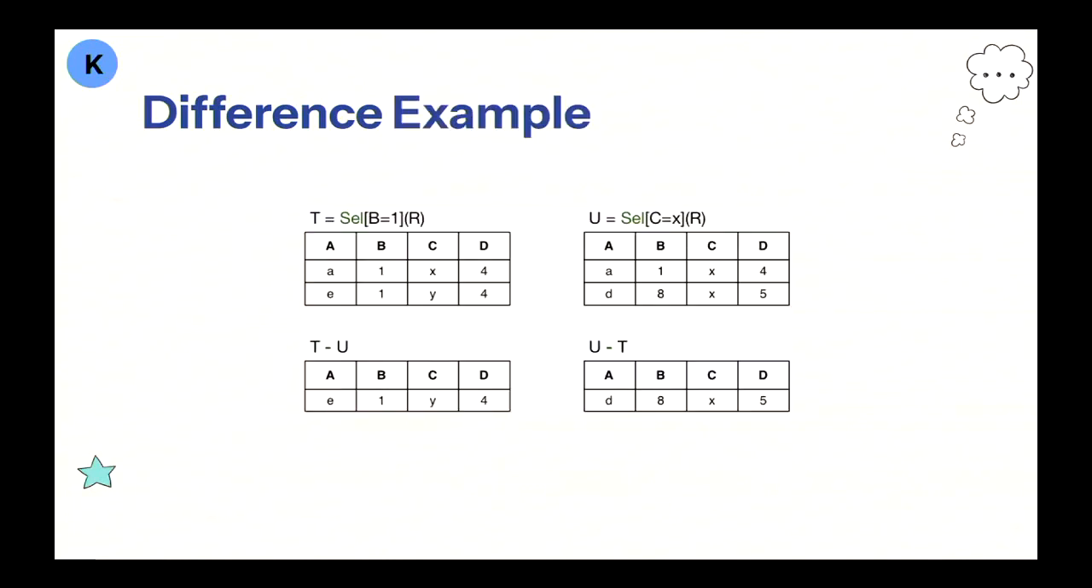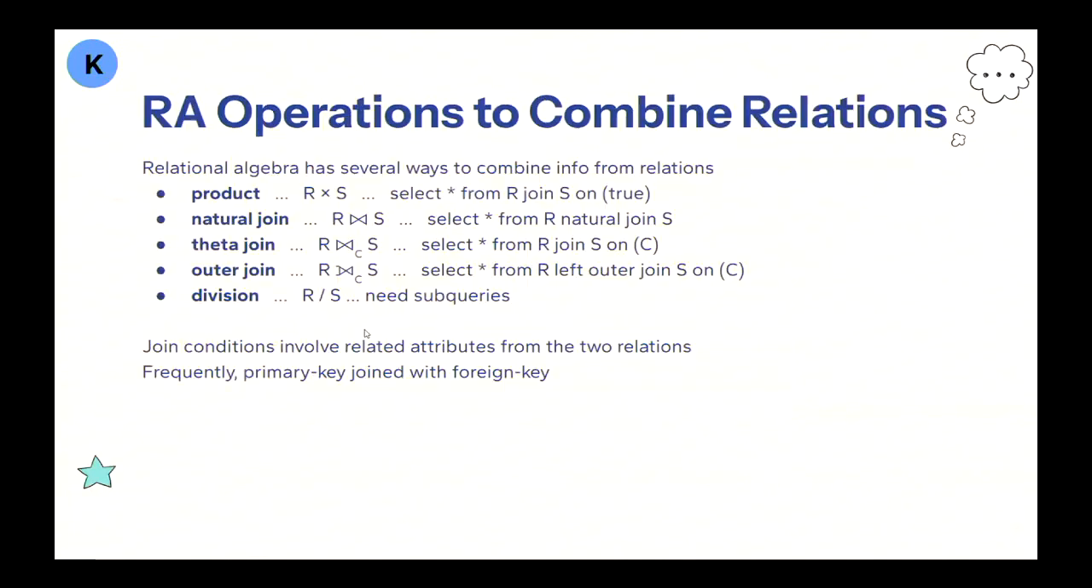So here is an example of difference. You do notice that the order matters here. You have two key things to take note of here. The first one is they must be union compatible, which means that they should have the same set of attributes for the two operands. The second thing is the order matters. Only the tuples in the left operand are kept in the result. So this is an example of difference.